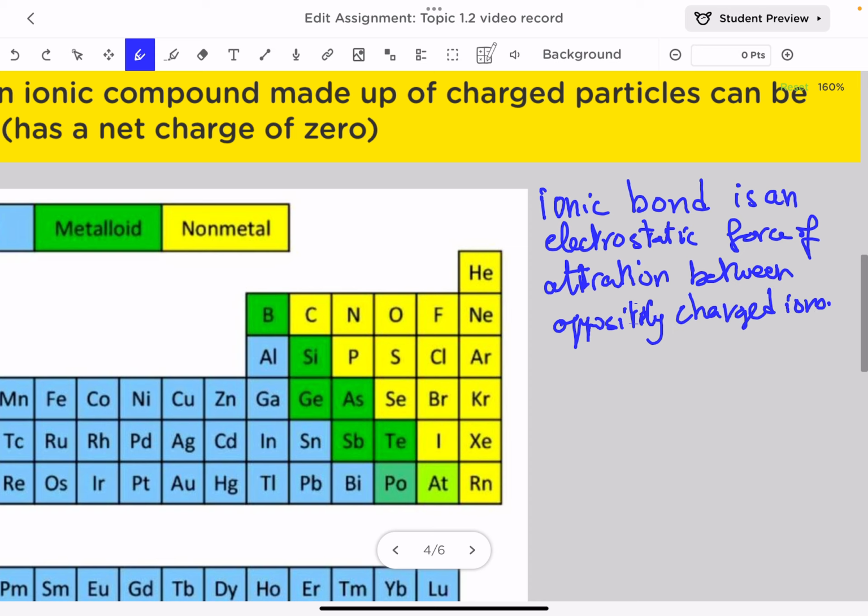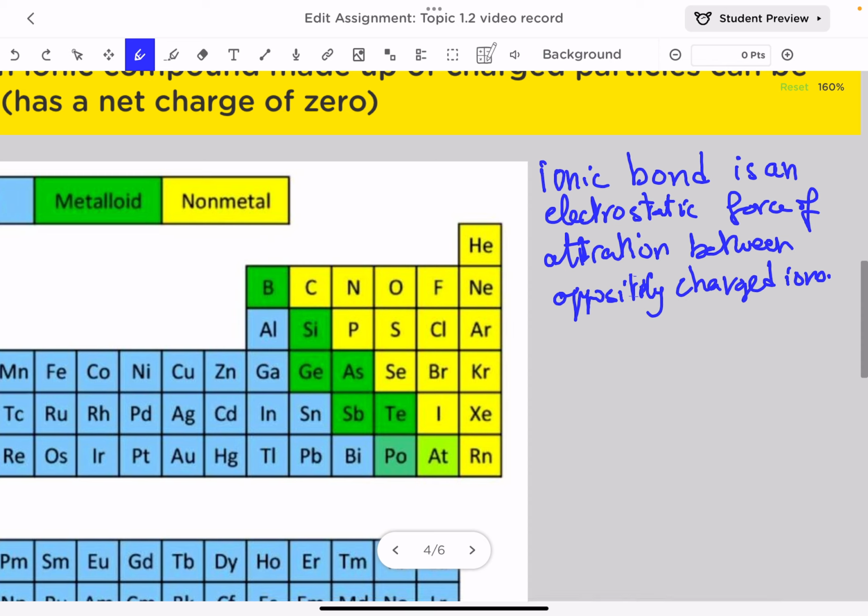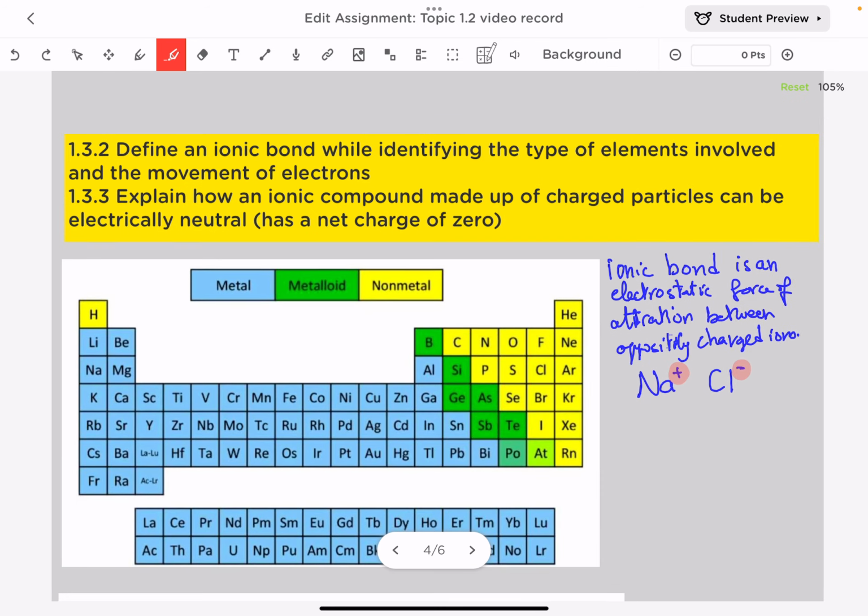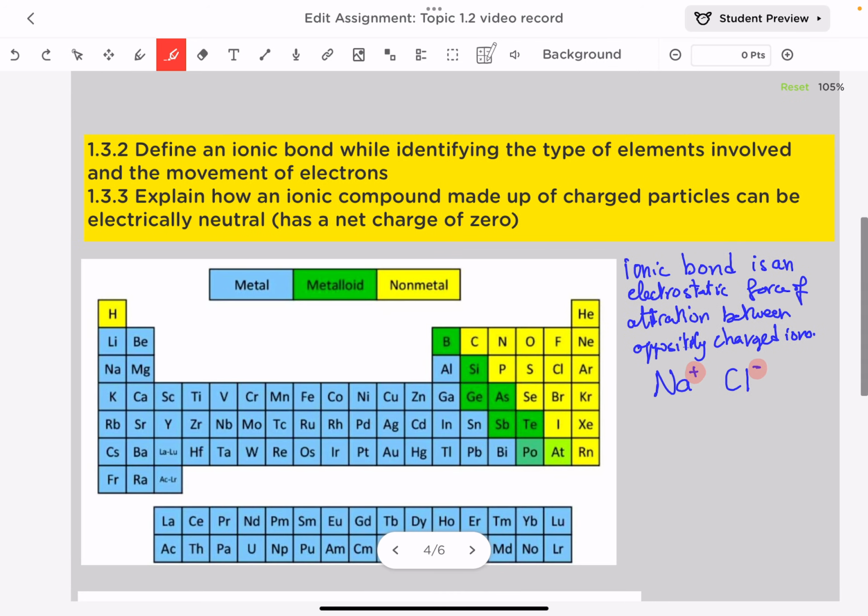So for example, if I have Na plus, which is positive, and Cl minus, which is negative, the positive and the negative are going to attract each other, and this force of attraction is called an ionic bond. So this is the definition of an ionic bond.